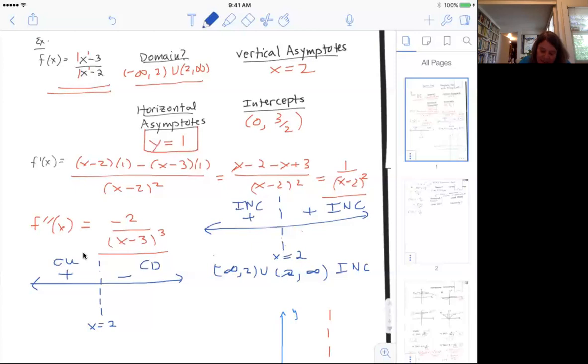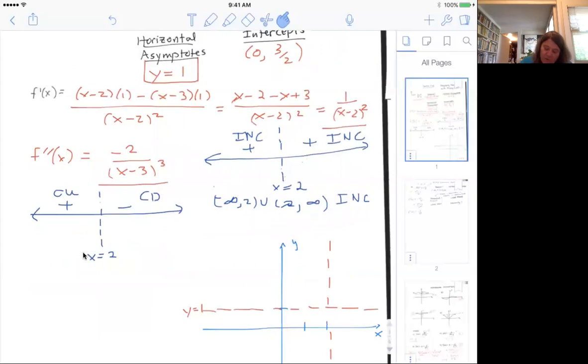So there are no inflection points. Even though the concavity does change, it's changing at an asymptote. So there's no actual point where the concavity changes, because we know we'd have no point along that asymptote. You cannot cross a vertical asymptote.